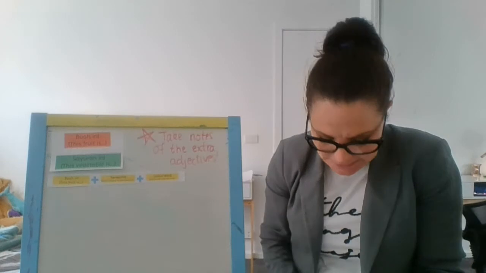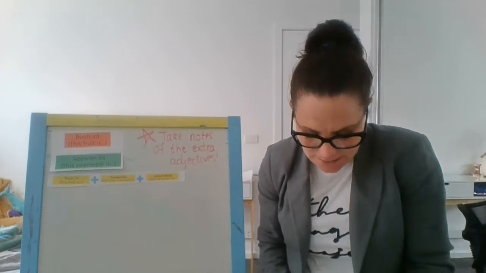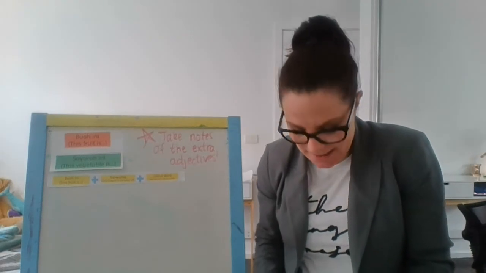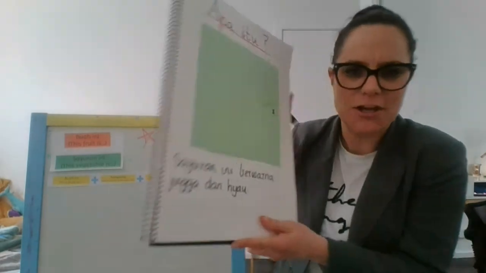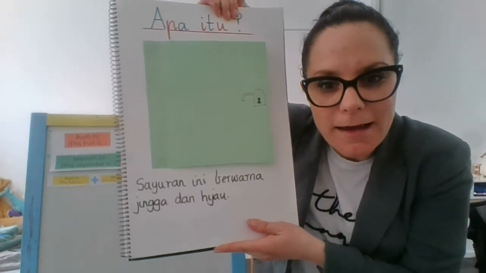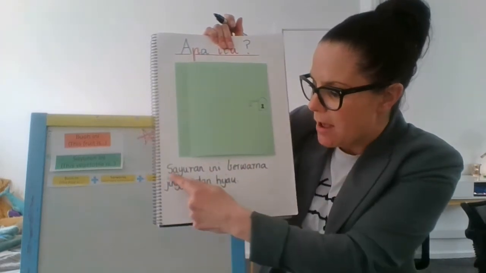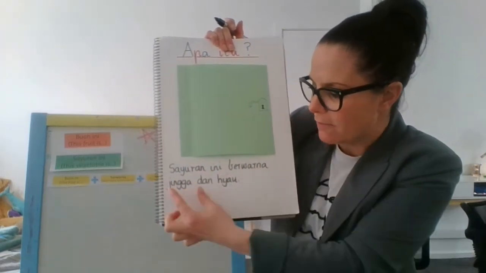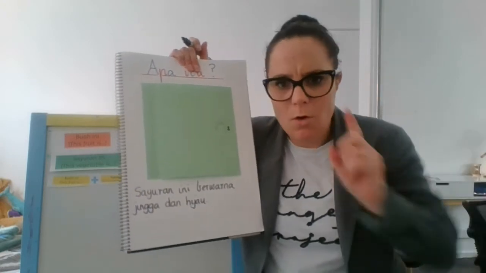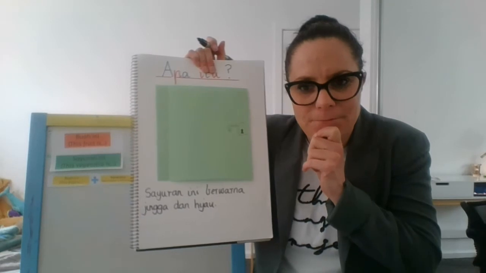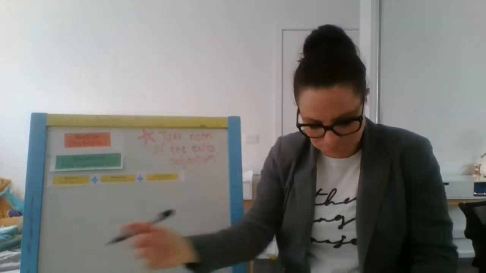Orange, you're right. Dan. So I'm giving two colors. So I use my connector, dan. Hijau. What is hijau? It's green, you're right. Sayuran ini berwarna jingga dan hijau. This vegetable is the color of jingga dan hijau, orange and green. What veggies do you know that are orange and green? Let's see if my next clue gives you a bit more information.